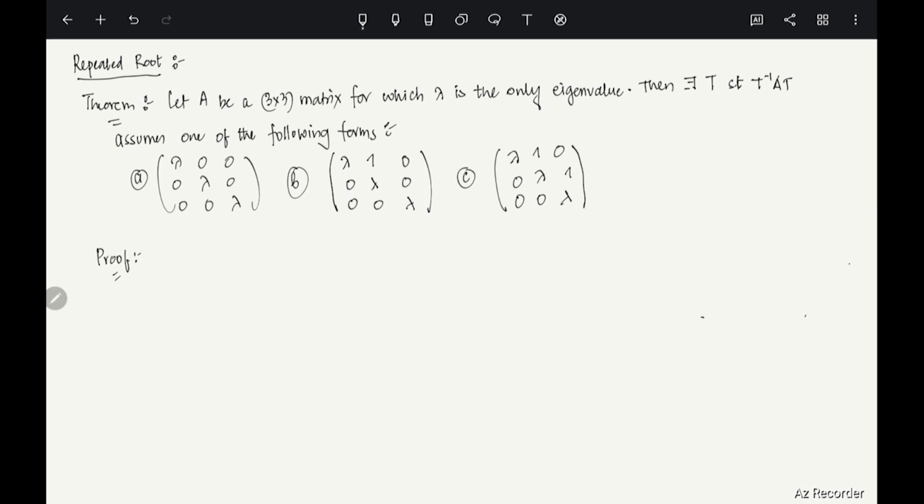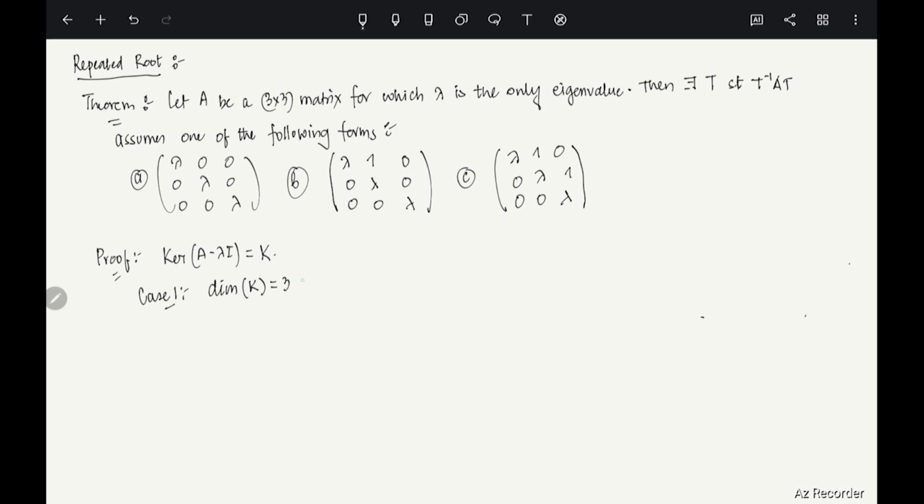Now if you see, it all depends basically on the kernel. So let's define the kernel of A minus lambda I, and just call it K. Clear? If we call that K, and the dimension of K is 3, let's say. Okay, so case 1: the dimension of K is 3.